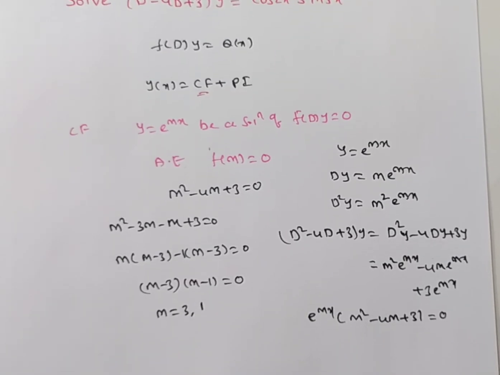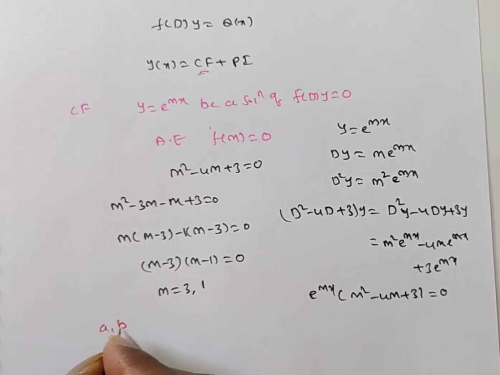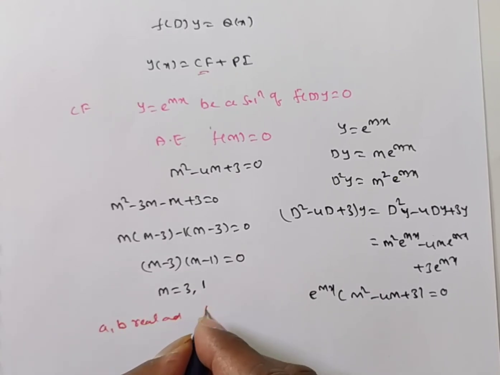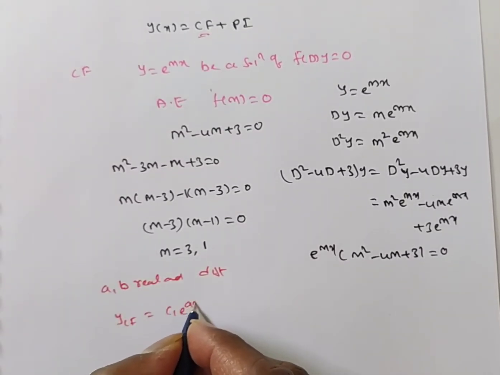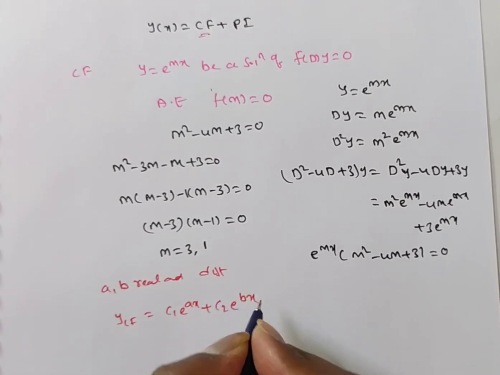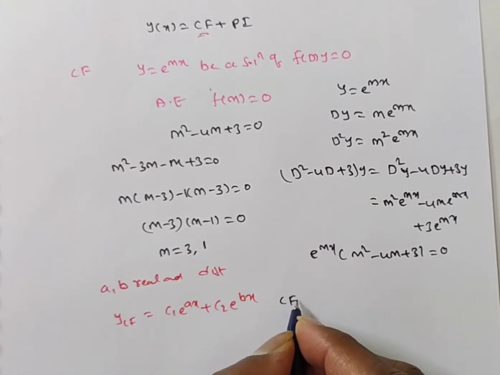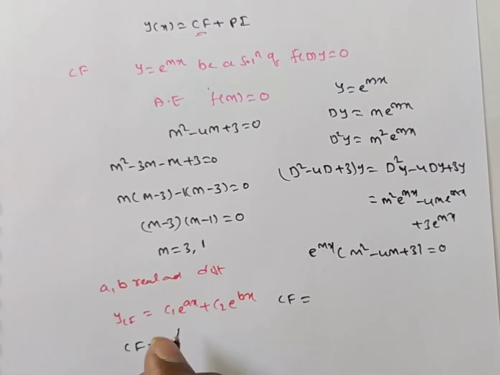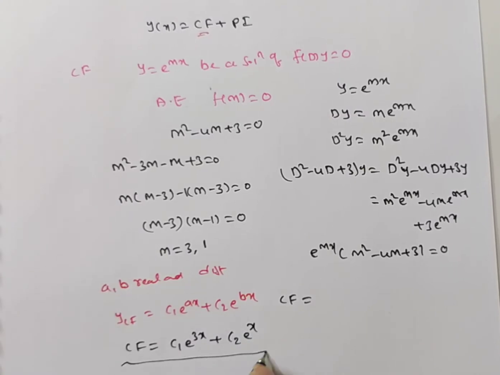Here you observe these two roots are real and distinct. So whenever the roots a, b are real and distinct, we will have the complementary function CF = c1 e^(ax) + c2 e^(bx). So what is a here? a = 3. Therefore in this case the complementary function is c1 e^(3x) + c2 e^(1x). That's it. So this is the complementary function.